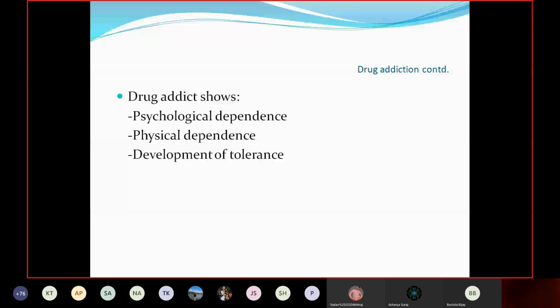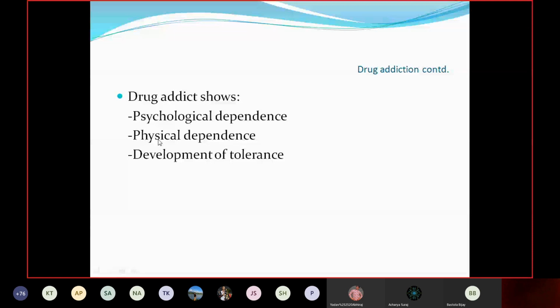And to call a particular person a drug addict, these are the criteria that must be satisfied in that person, like psychological dependence. There occurs an increased overpowering desire, or compulsion also we say, to take the drug and obtain it by any means. He or she who is a drug addict will go through this psychological dependence and by any means try to satisfy that overpowering desire.